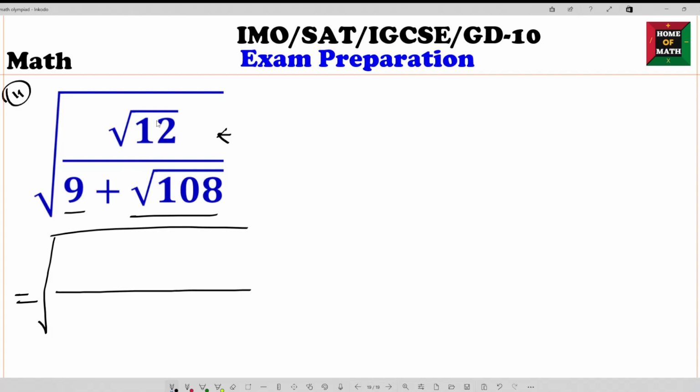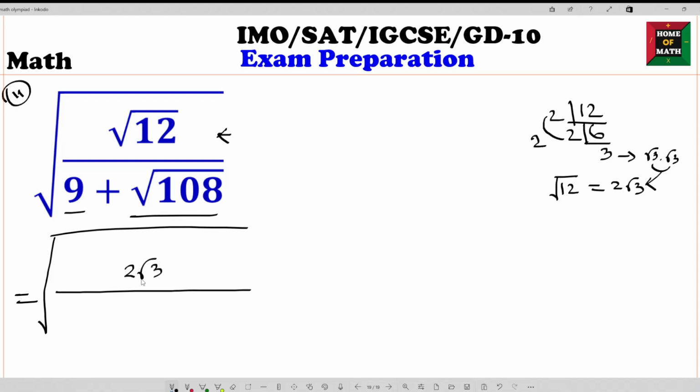So here is root 12, we can write like this: 12 divided by 2 means 6, divided by 2 means 3. So once we factorize this one, root 12 will become 2 root 3, because for this pair of 2 we can take 2, and this 3 means root 3 times root 3. Okay, so from here we can take 1 root 3. So for this root 12 we can write 2 root 3, and here is 9 plus again 108.